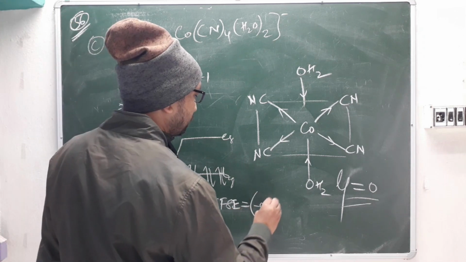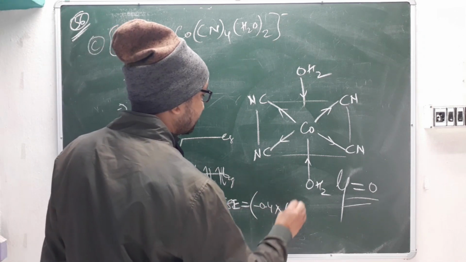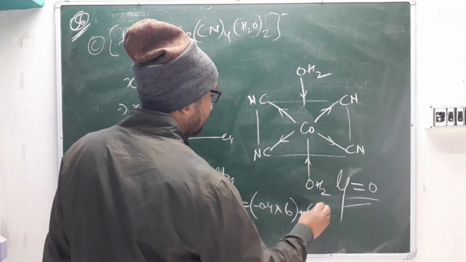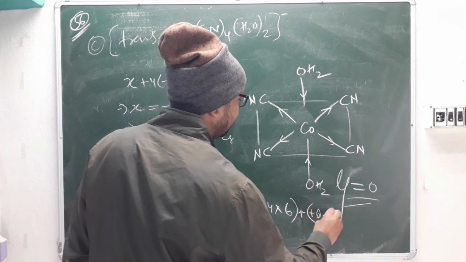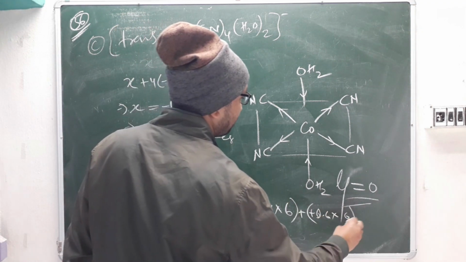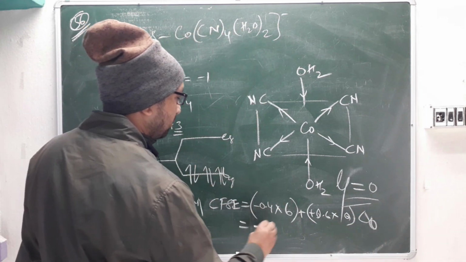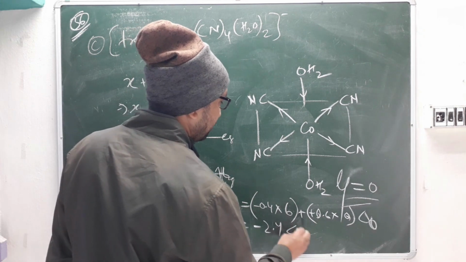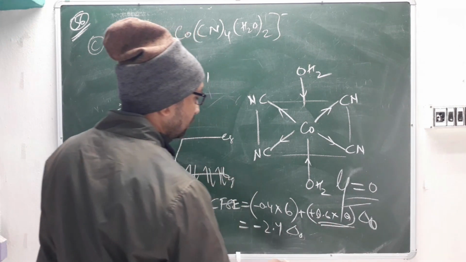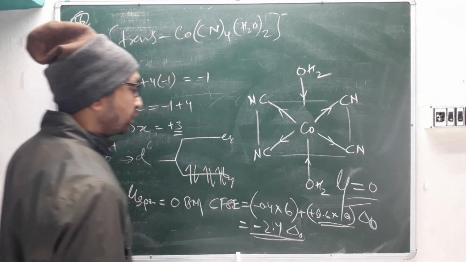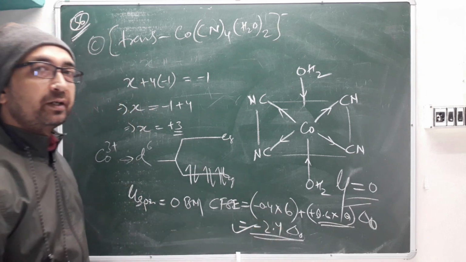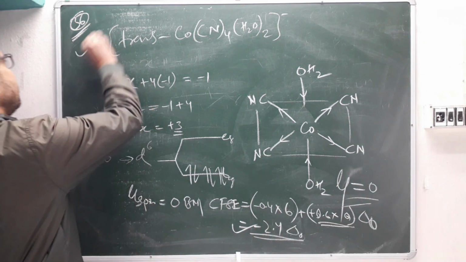It will be minus 0.4 into t2g. How many are there? 6, and then plus 0.6 into how many are there? 0 electrons are there in eg. Octahedral. Okay, so how much is it coming? It will be minus 2.4 delta octahedral. This side it will be 0. So minus 2.4 delta octahedral. This is also following. Okay, all the three conditions are following, so option C will be correct.